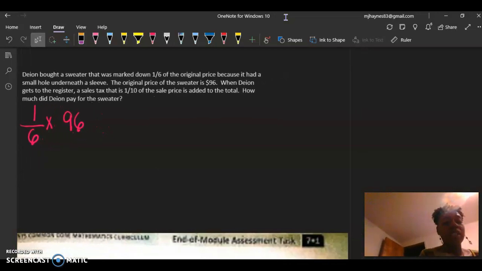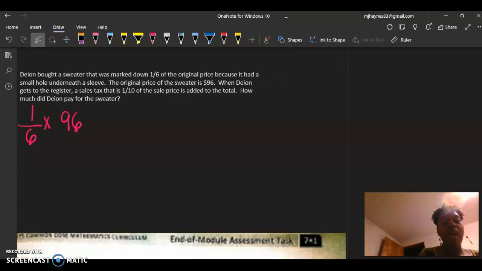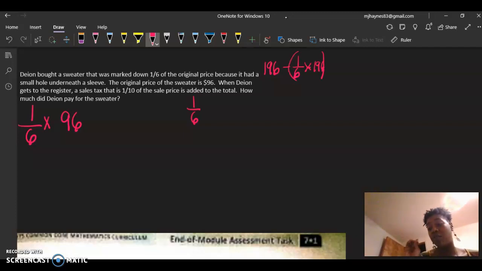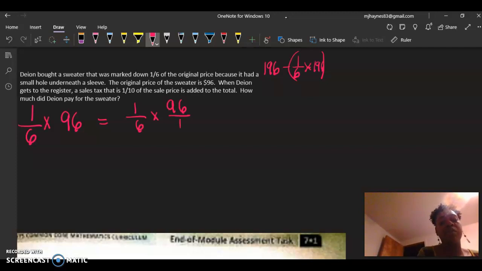Okay, so 1/6 of 96. I like it this way too. 96 minus 1/6 of 96. That's the equation I prefer, but we can do it this way. So 1/6 of 96 is going to be 1/6 times 96. Put that over 1. Keep it 96, which will be 96 divided by 6.